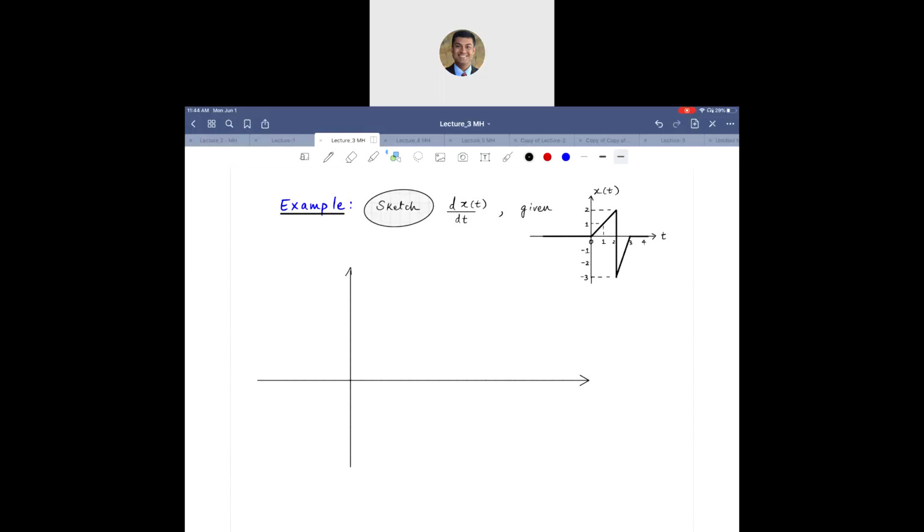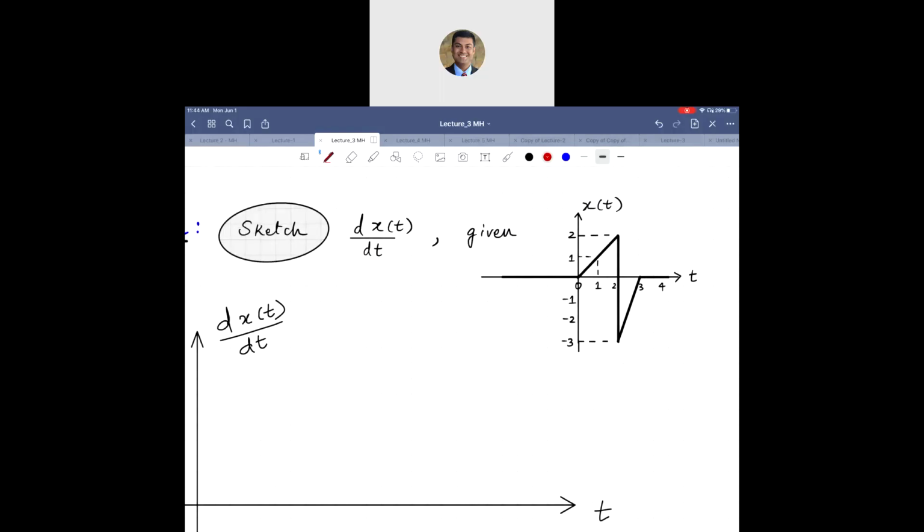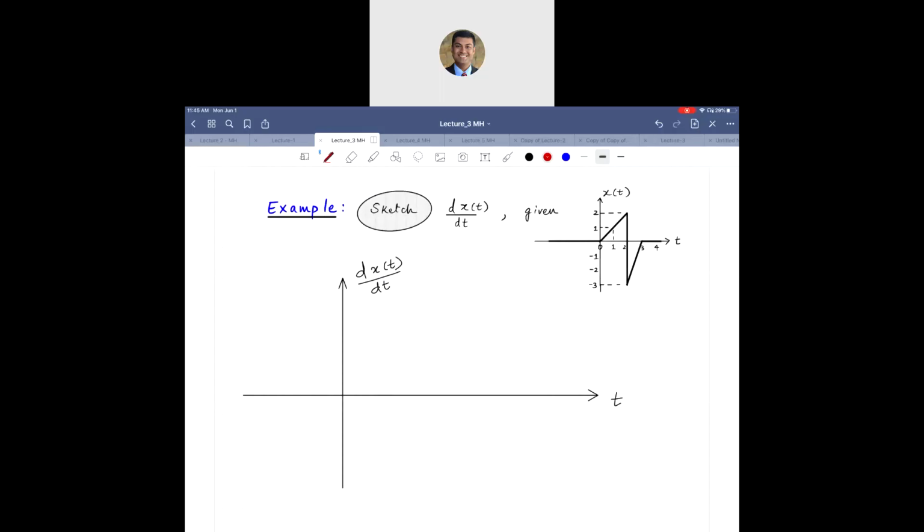I'm going to do this with an x-axis and y-axis. I have time here, and I have the derivative of x of t with respect to time here, right? And I will sketch the derivative in red. So what do I have for time less than 0? For time less than 0, the slope of x is 0. How about time greater than 3? For time greater than 3, the slope is also 0. All right, so less than 0 and greater than 3 is 0, right? So let's see. Go there and then 0 there. And then let's say 1, 2, and 3. And then after that it is 0 here as well.